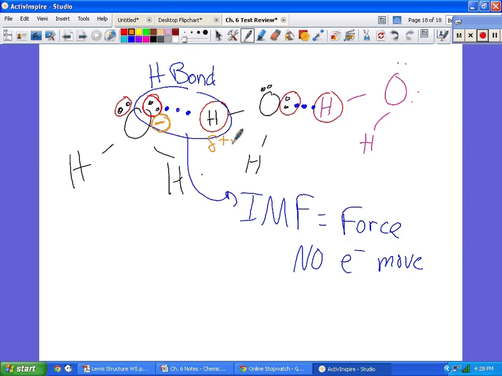So will we have to draw this? No. I'm just trying to show you what it is. You will not have to draw it. You have to know what a hydrogen bond is, but not the drawing.